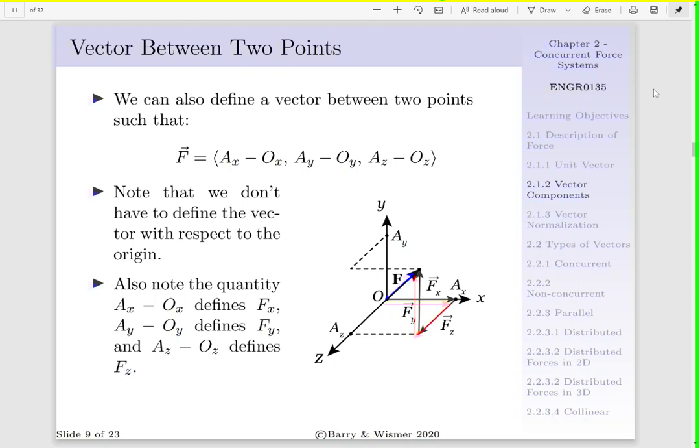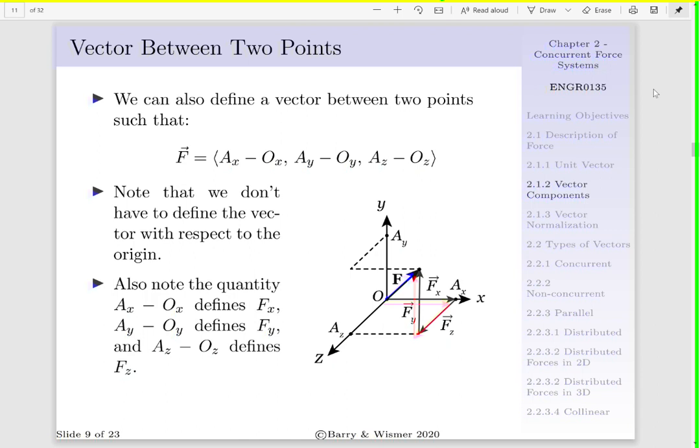Now oftentimes we'll define a vector as it exists between 2 points. The general form for our vector f would be a sub x minus o sub x, comma a sub y minus o sub y, comma a sub z minus o sub z. As we see on the figure to the right, a sub x is going to be the point of termination of f sub x, and o in its x component is going to be our point of origination.